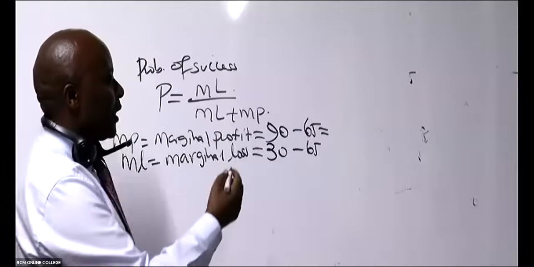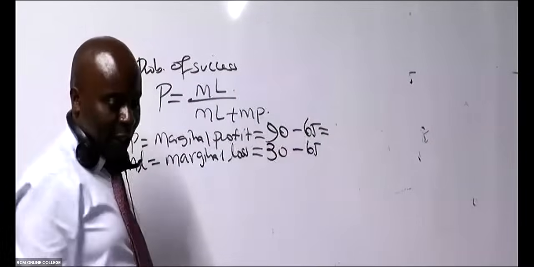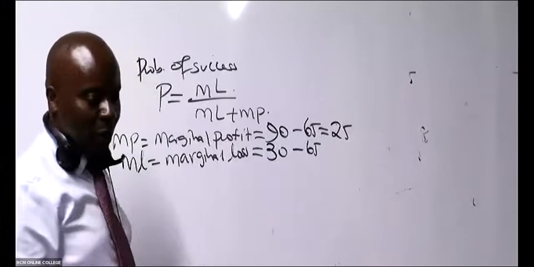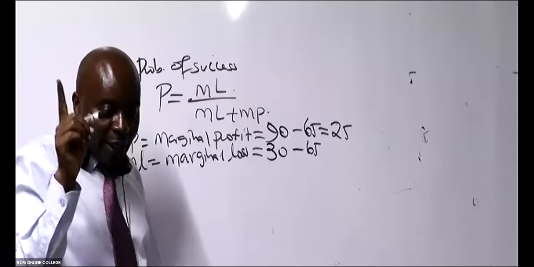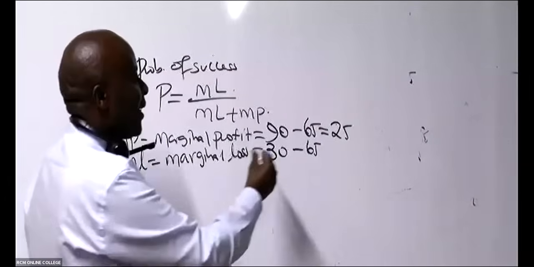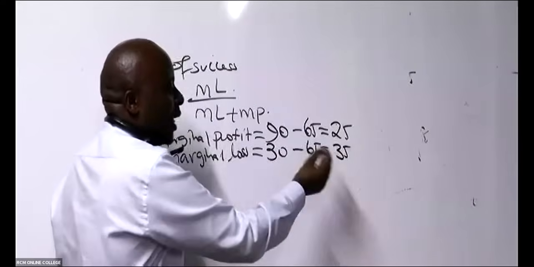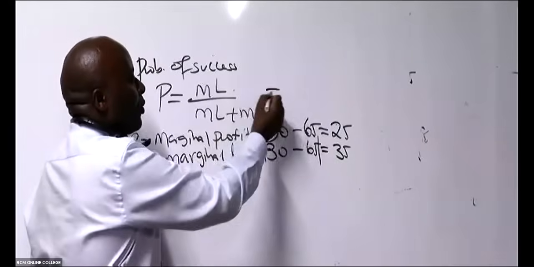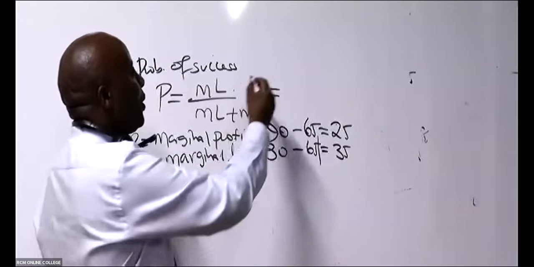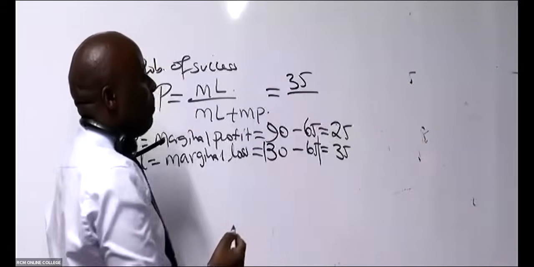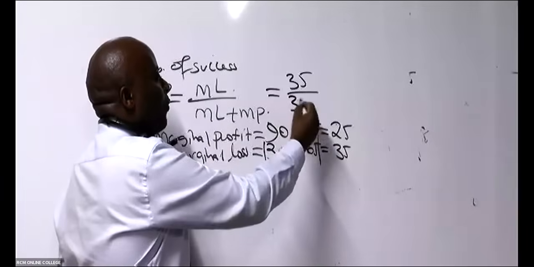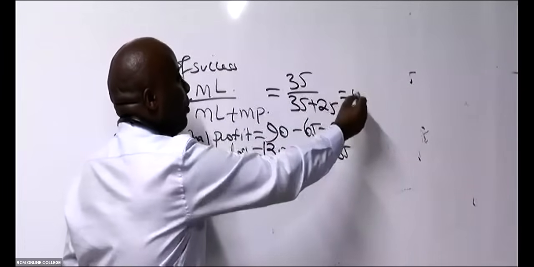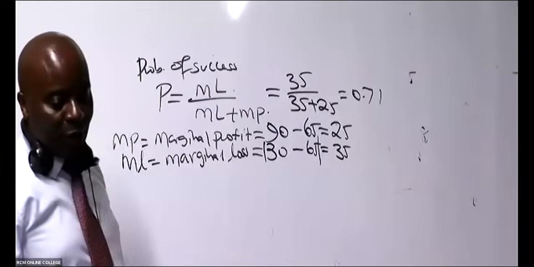So the first one, you guys never gave me an answer. What is the marginal profit? The first one, 25. Is that okay? How about the marginal loss? Here you'll get a ninja putting negative. Marginal loss is 35, because it's a loss, so I only consider the modulus. So the probability of success will be marginal loss, which is 35, over marginal loss 35 plus marginal profit of 25.